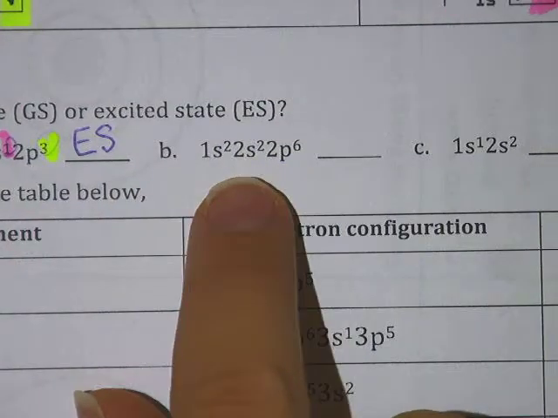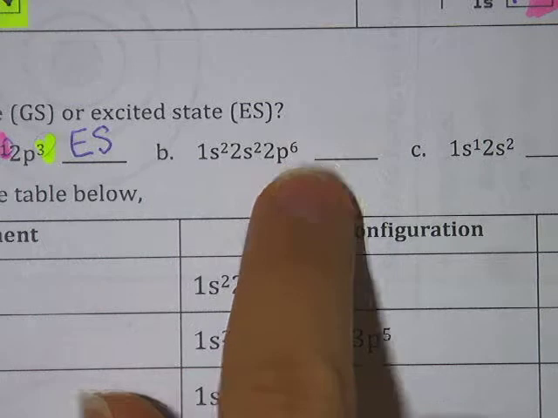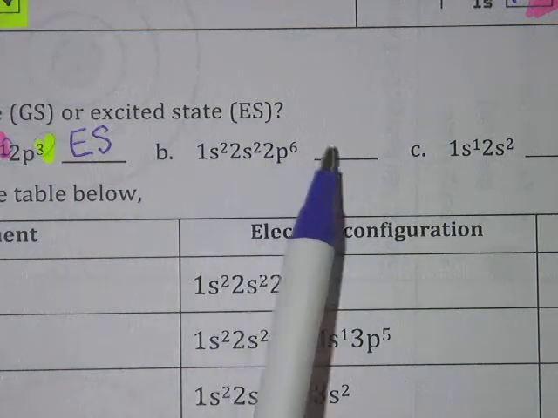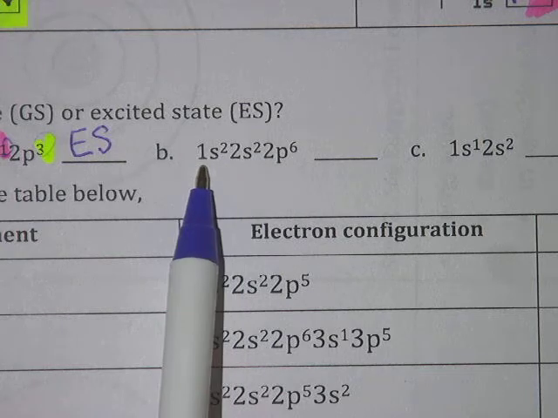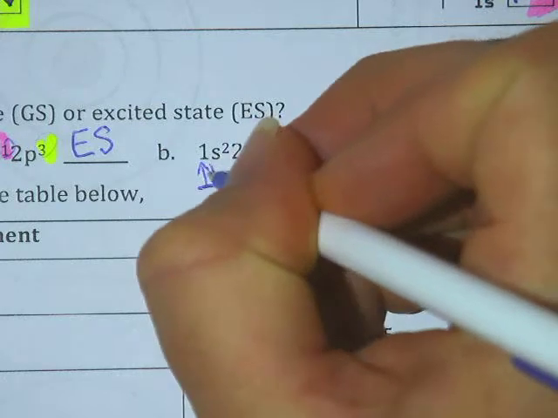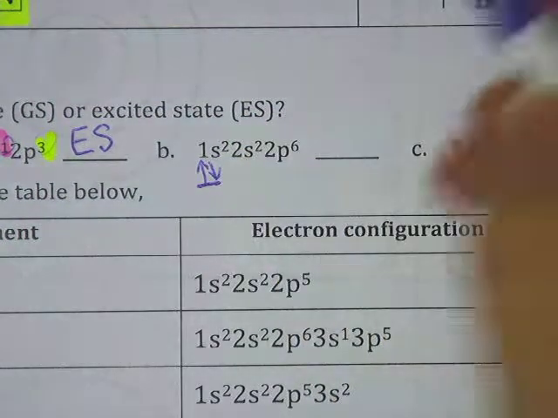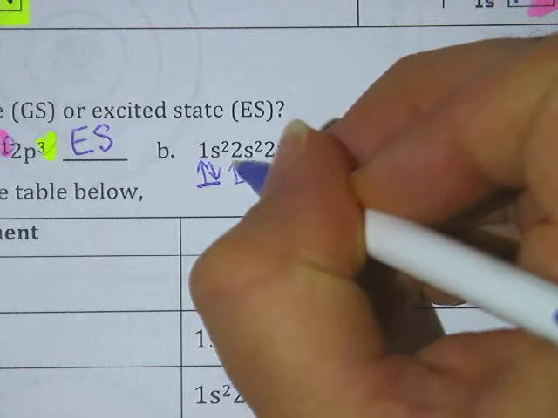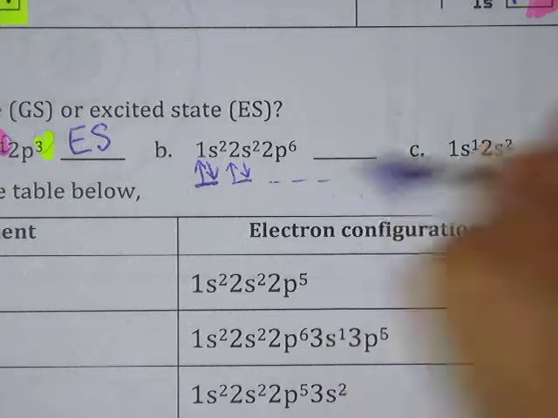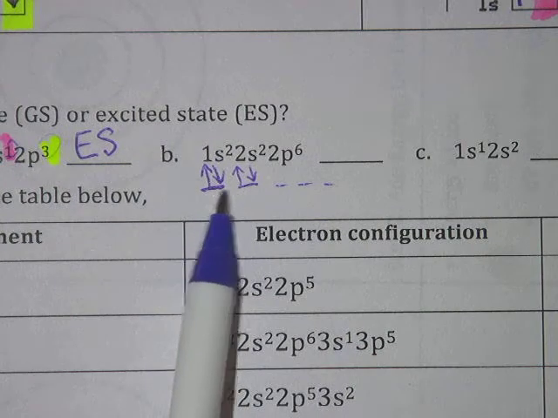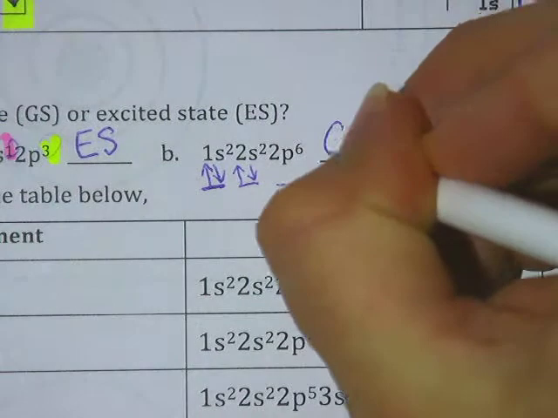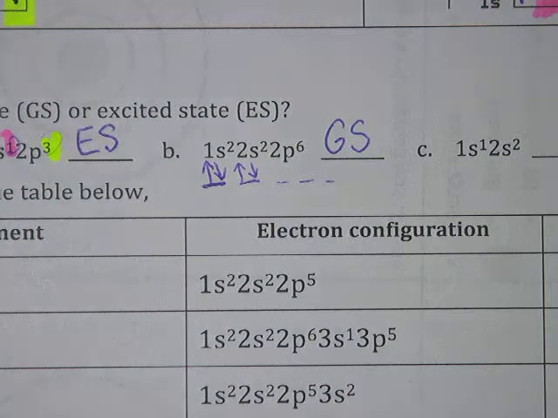If we look at part B, 1s2, 2s2, 2p6, we know that all s's have one orbital and can hold 2 electrons at the most. So 1s2, that's full. 2s2 is also full. And then they go on to 2p from there. If all your lower ones are full, then this must be the ground state. That's normal for all the lower ones to be full.